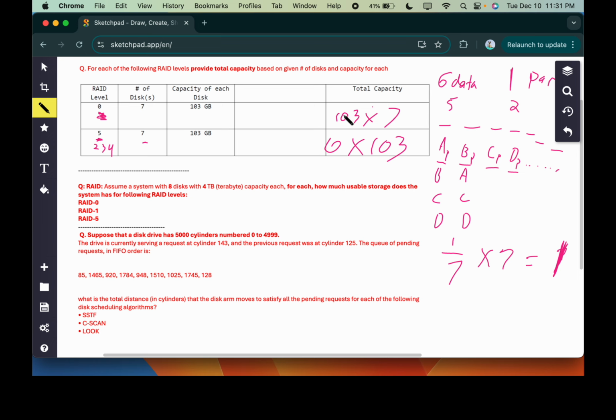Next one, assume a system of 8 disks with 4 terabytes capacity each. 1, 2, 3, 4, 5, 6, 7, 8. So each of these have 4. RAID 0, you can use all of them. 8 times 4. RAID 1 breaks it in half. 1, 2, 3, 4. 1, 2, 3, 4. These are data, these are mirrors. 4 times 4.